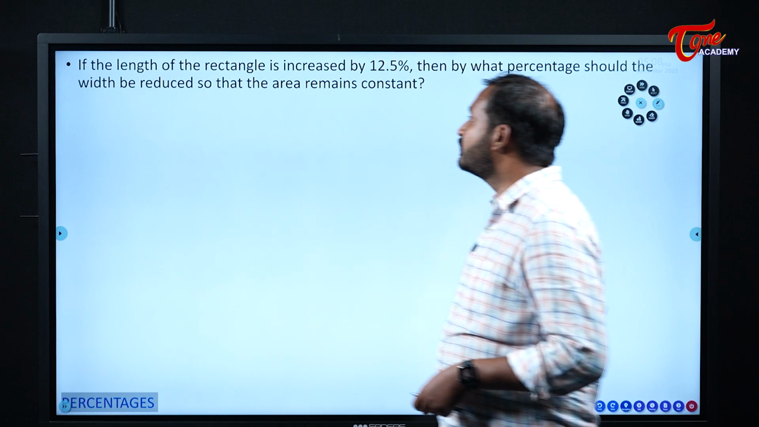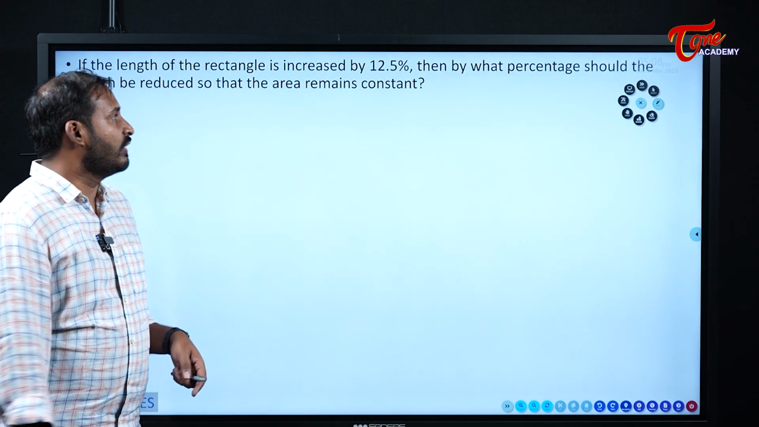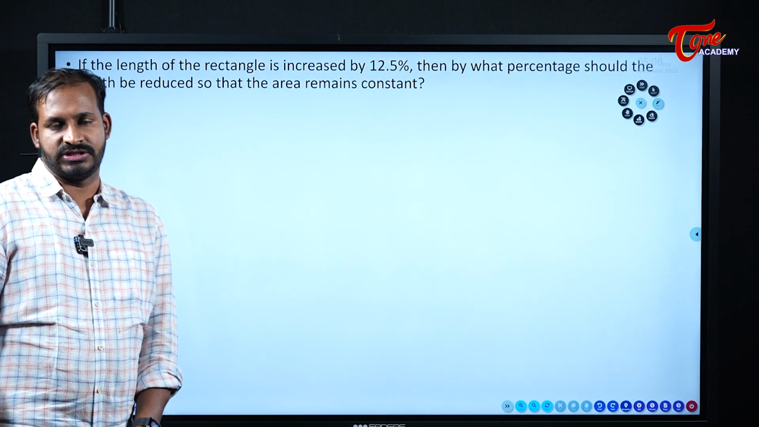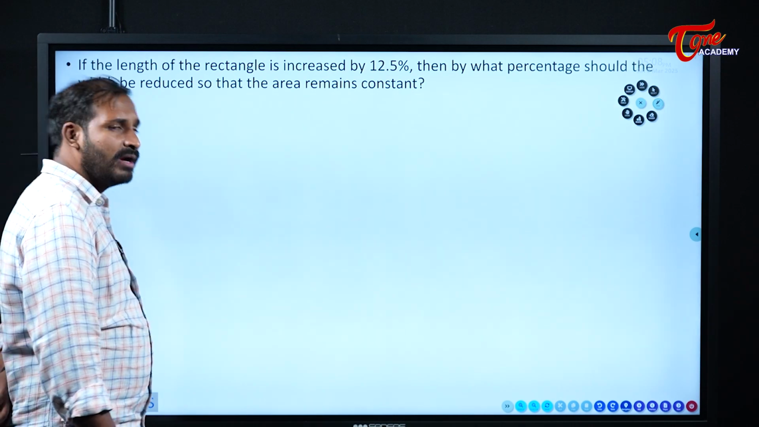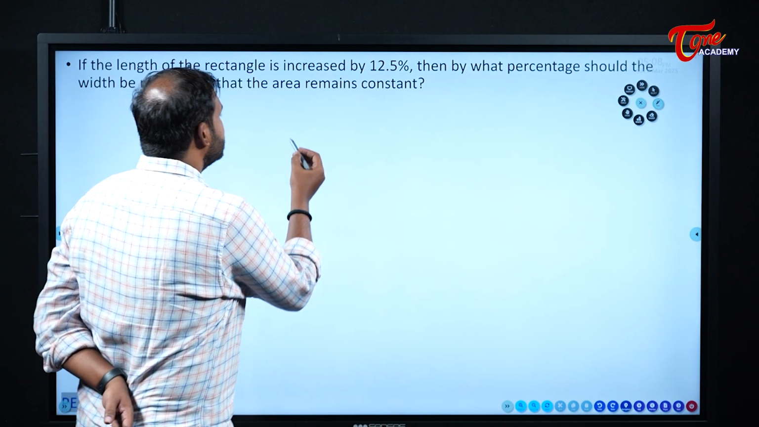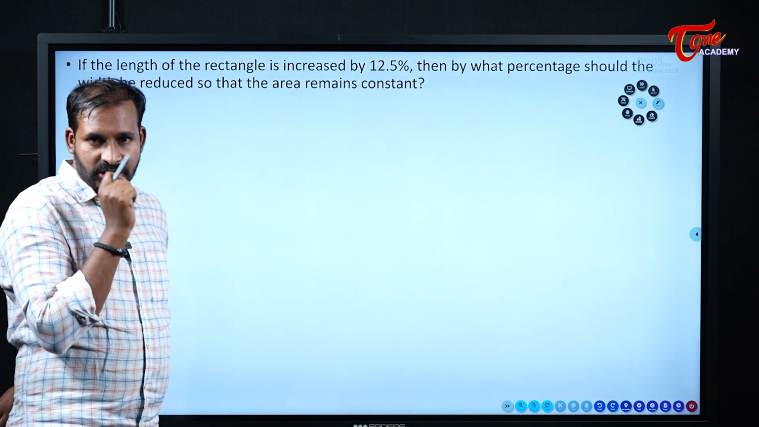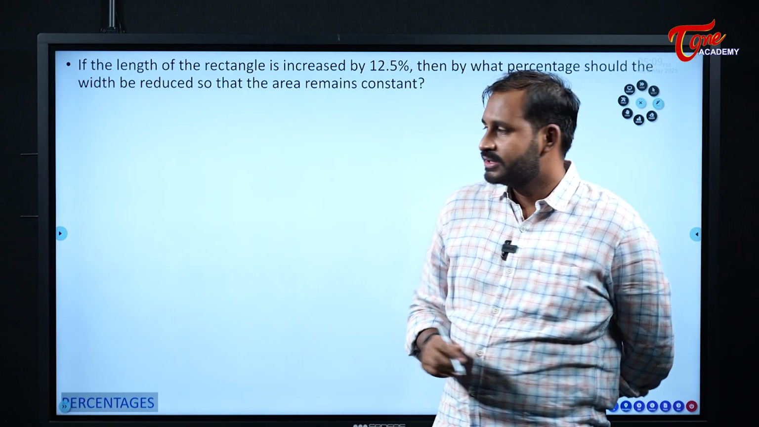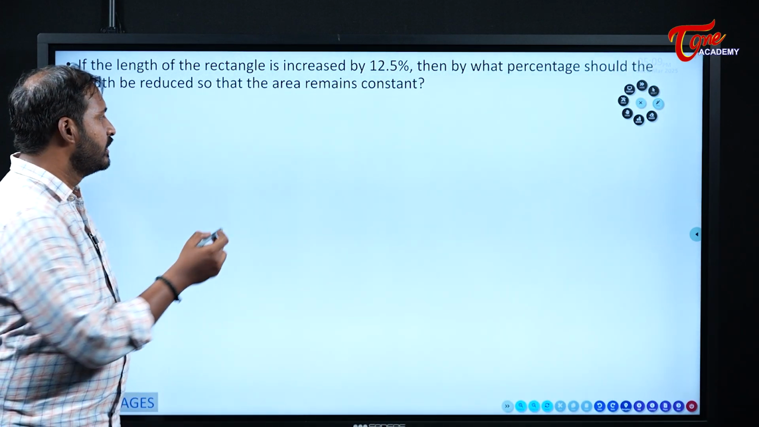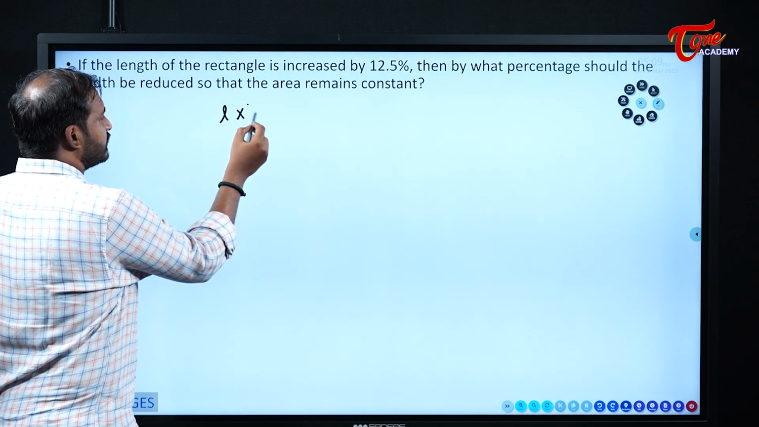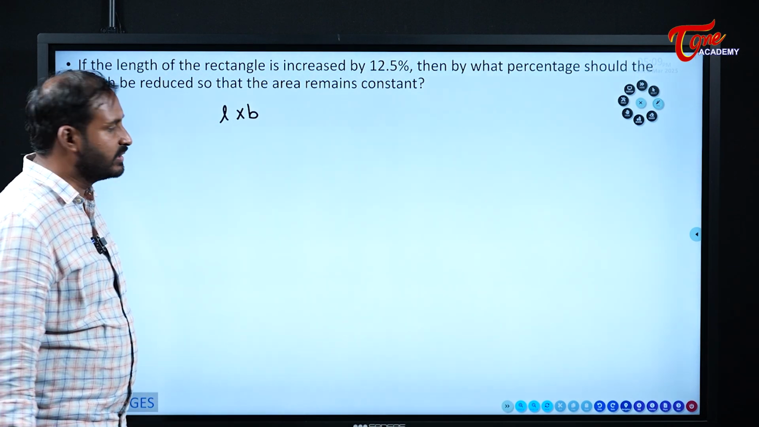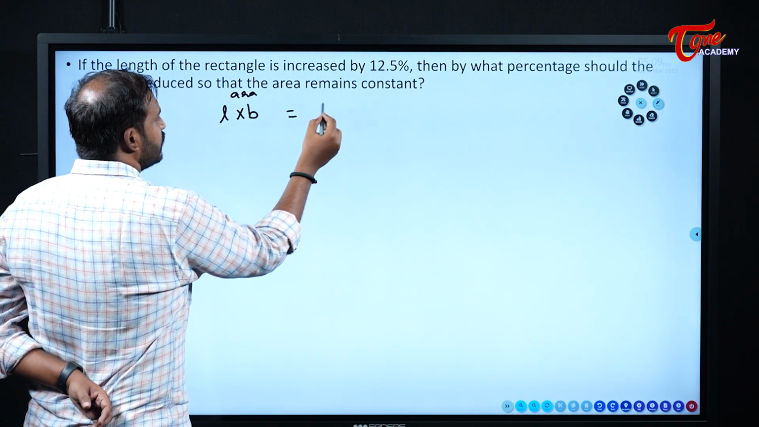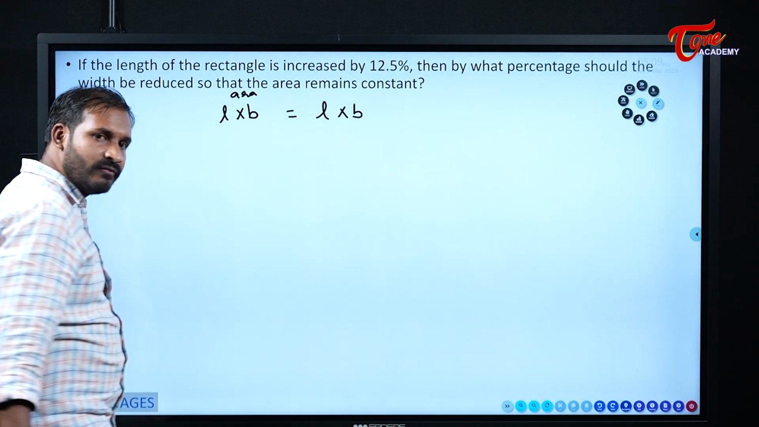Next, if the length of the rectangle is increased by 12.5%, then by what percent should the width be reduced so that the area remains constant? This is one of the basic things, but we should be very careful. Now what he is telling is, we know that when the product of two things is constant, the other two things will be inversely related. Am I correct or not? See here, we will see an example. If I say that length into breadth is constant, product of two numbers, in this case he is saying that area should be constant. So L into B, this value should always be equal.